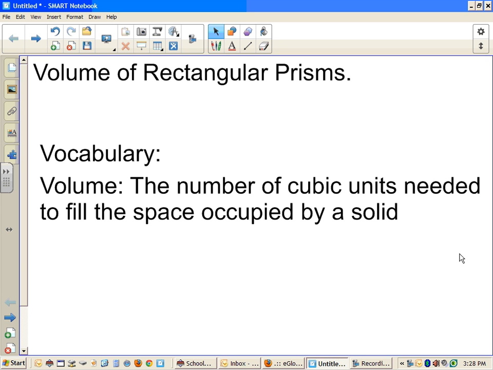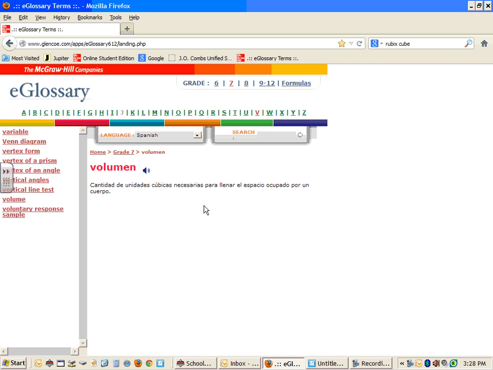Volume of rectangular prisms. The vocabulary for volume is the number of cubic units needed to fill a space occupied by a solid.